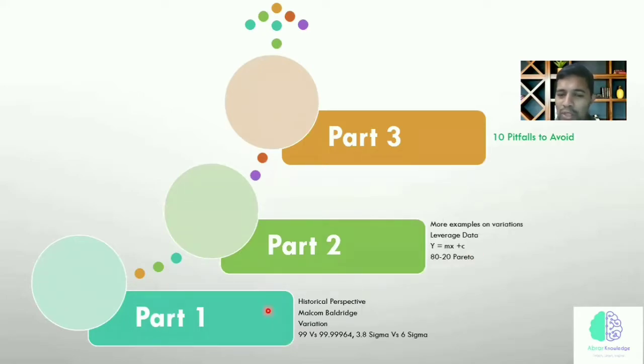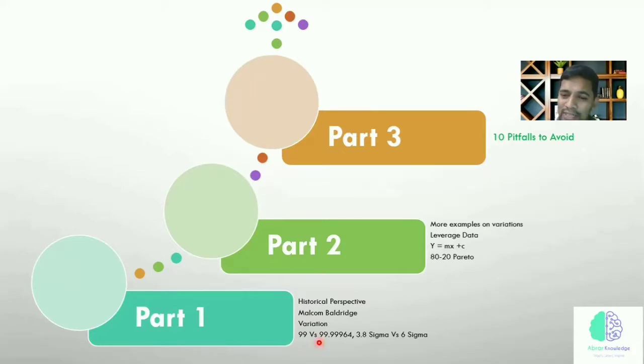In part one, we talked about the historical perspective, how Six Sigma evolved, followed by Malcolm Baldrige, how they won the quality awards, and then we specifically talked about variation. Variation is inevitable, it is very difficult to control, and it is not possible to eliminate, but we can do a control. And there is a wonderful example of the medical industry.